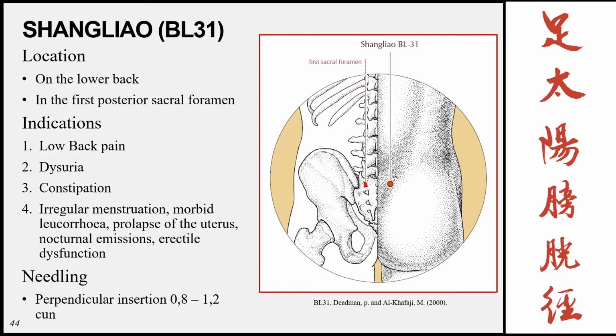And then the indications for this point, so because of its location, it can be used for lower back pain, but it can also be used for dysuria or constipation. And then it also can be used for disorders of the reproductive system, such as irregular menstruation, morbid leukorrhea, prolapse of the uterus, nocturnal emissions, or erectile dysfunction. The needling, we do perpendicular insertion, 0.8 to 1.2 tsun.